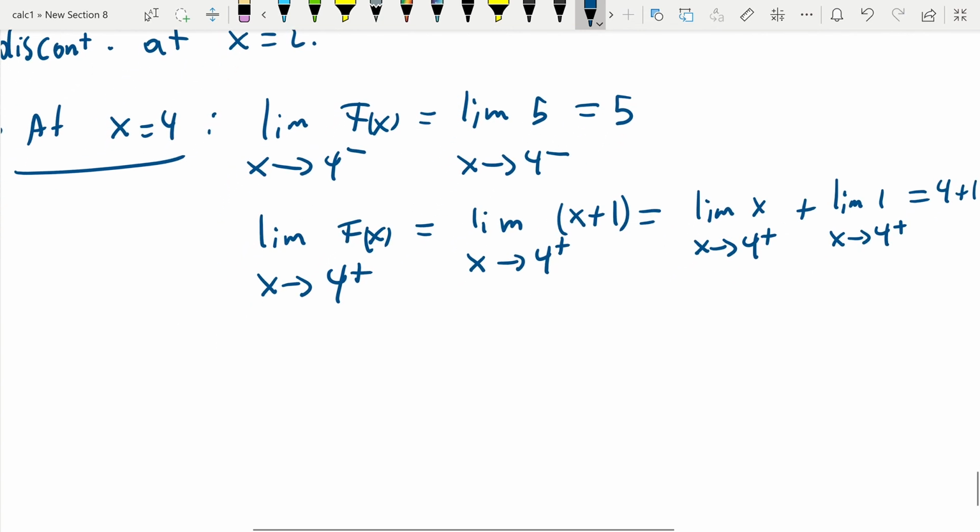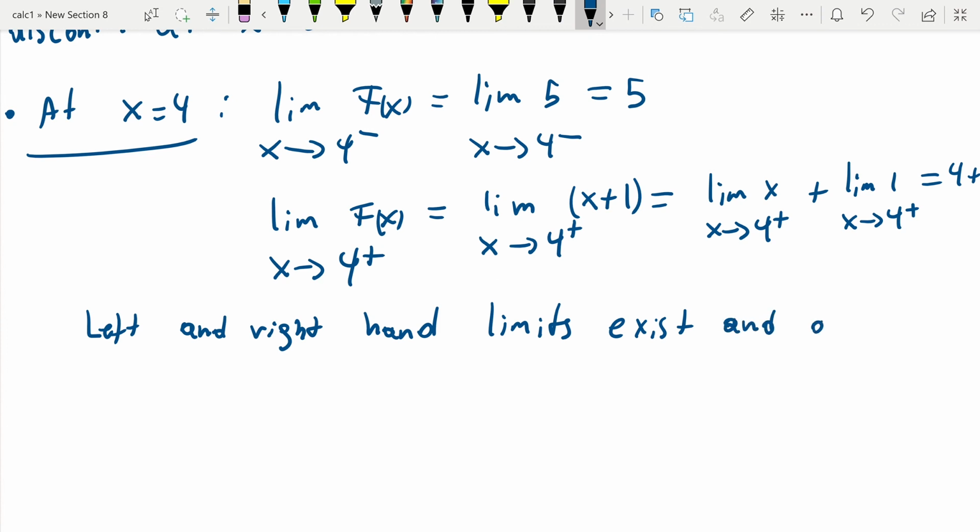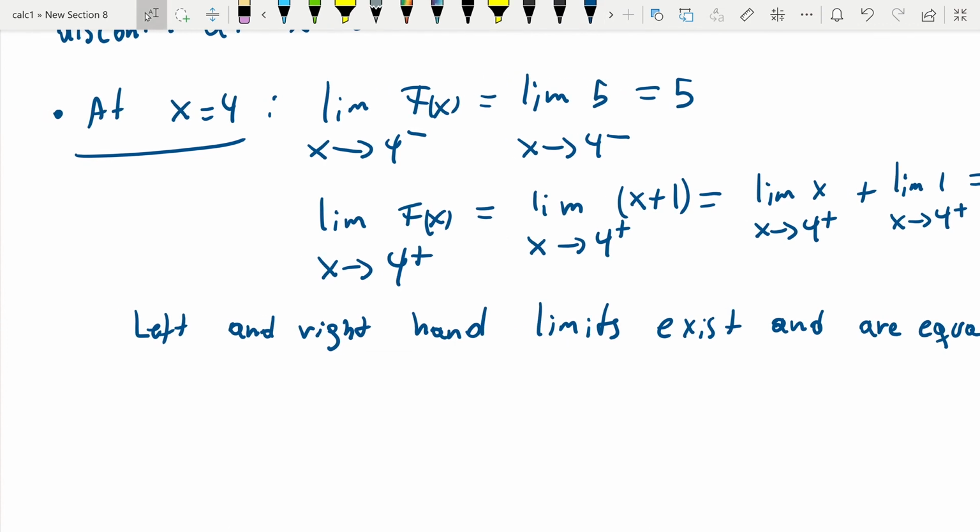Okay, so both left and right hand limits exist and are equal to each other, right? So what remains to be seen to check whether or not f is continuous at the point 4? Well, what is f of 4?